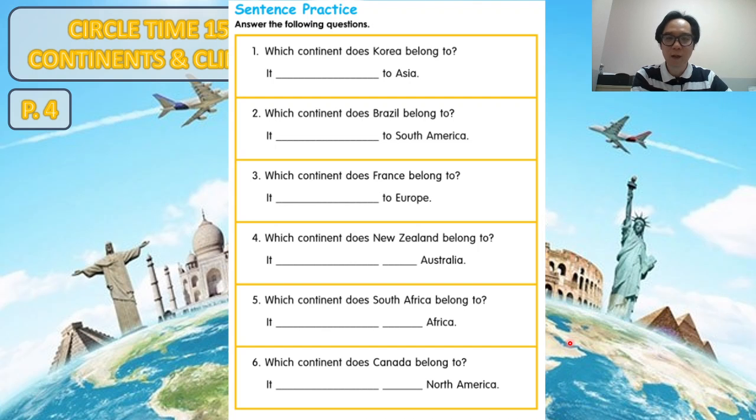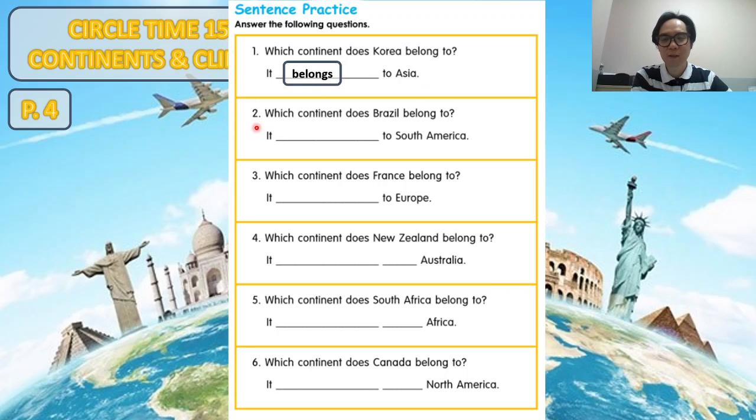Now, we are going to look all the way over here, and on page 4, it says, which continent does Korea belong to? Where does Korea belong? Well, we know that answer. It says, it blank to Asia. Will we say it into Asia? Nope. We will say it belongs. It belongs to Asia. So easy.